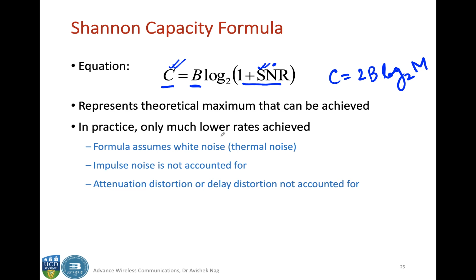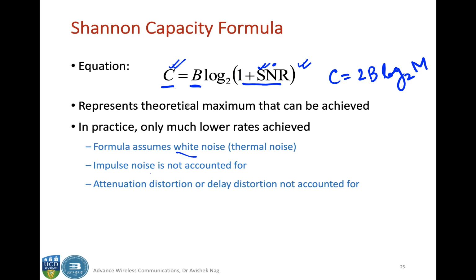But in practice, much lower rates are achieved because of other impairments. In this formula we are assuming that the noise is white noise, and other noises like impulse noise are not accounted for. Then there would be attenuation, delay, distortion, and many other things. So this is a very simplified formula assuming that noise is white noise, and therefore it gives you the maximum upper bound of achievable channel capacity. If you factor in the other impairments, you will have a much lower channel capacity than this theoretical maximum limit given by Shannon's formula.